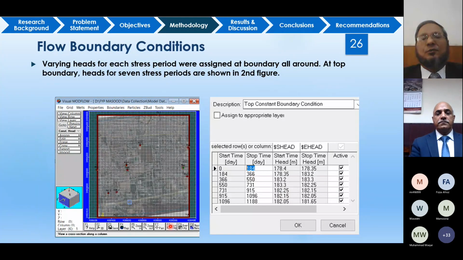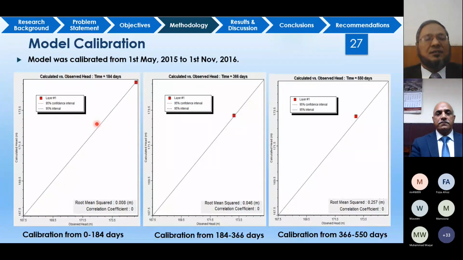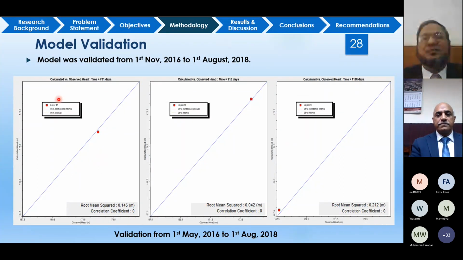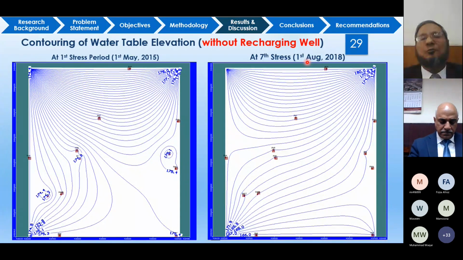So these are the flow boundary conditions, and varying head was used as the flow boundary condition. And these are the model calibration results, which show that the observed heads and computed heads are matching very well. And they are very much within the 95% confidence limits. And these are the model validation results from November 2016 to August 2018. And again, you will see that the model can be well validated for the area. These are the contour maps of the water table elevation without recharging wells.